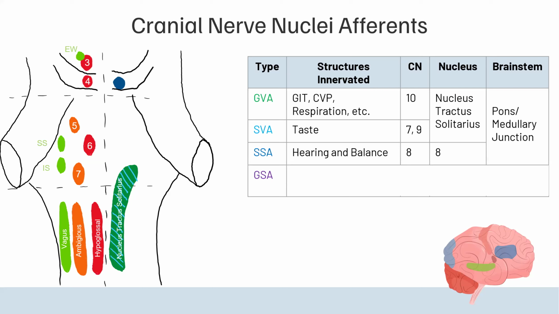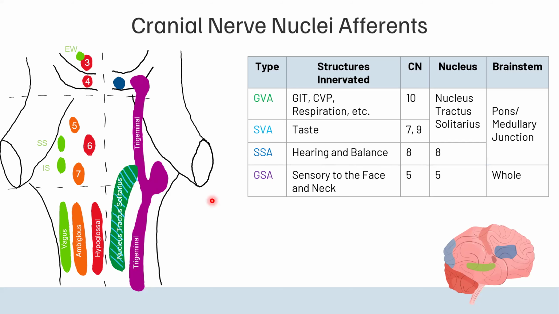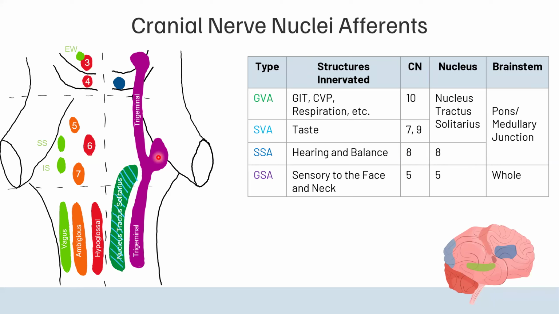Now, the trigeminal nucleus is unique in the sense that it is absolutely huge and it covers the length of the entire brainstem. Okay? Now, the reason for that is it is not actually just one nucleus, instead, it is three nuclei that are all connected. So you can start to think, okay, we have trigeminal with three roots, V1, V2, and V3, and three nuclei.